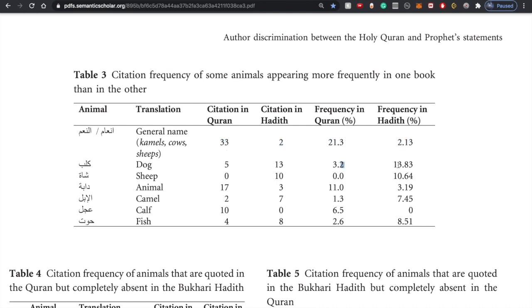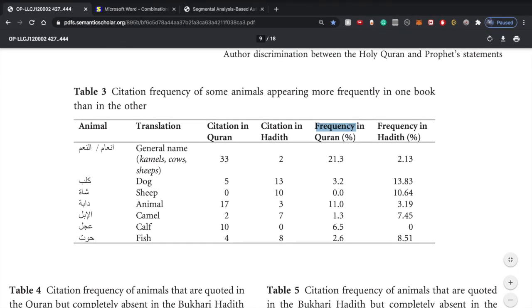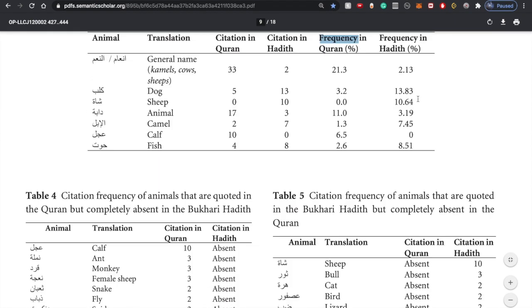Dog is 3.2 versus 13. Sheep is 0 versus 10. 11% for animal or creature versus 3.19% in the Hadith. 1.3 versus 7.45. 6.5 versus 0. 2.6 versus 8.54. Clearly, the author of the Quran is more inclined to use certain animals in their examples and explanations, and the author of the Hadith is interested in usually different animals, even though the contexts are the same.